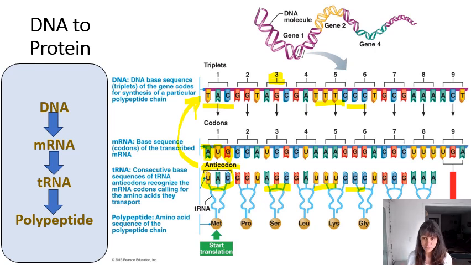I just wanted to prove the point that the anticodons that are making this polypeptide are actually being translated back to the original code that was in the DNA, with the exception of where there was thymine in DNA, we have uracil in the RNA. I hope that explains that well for you.